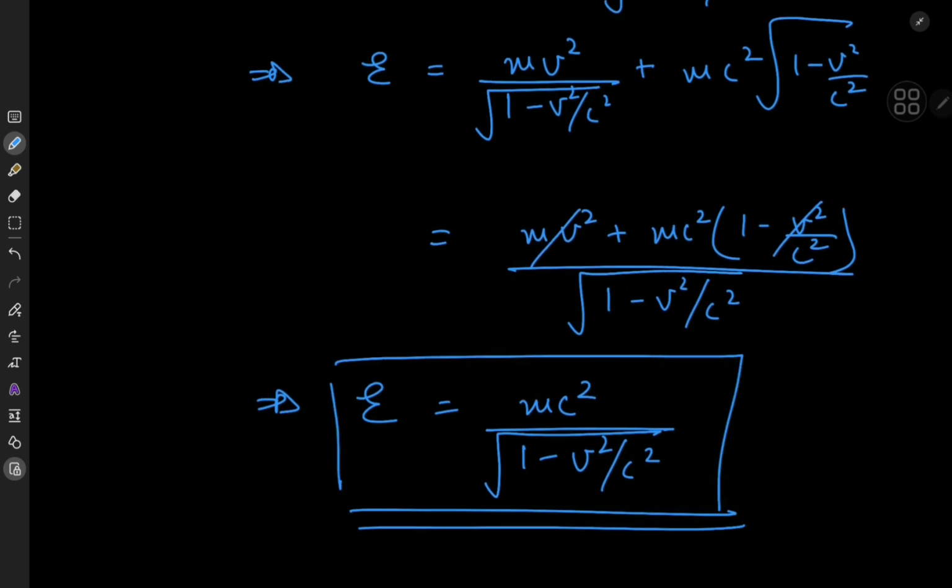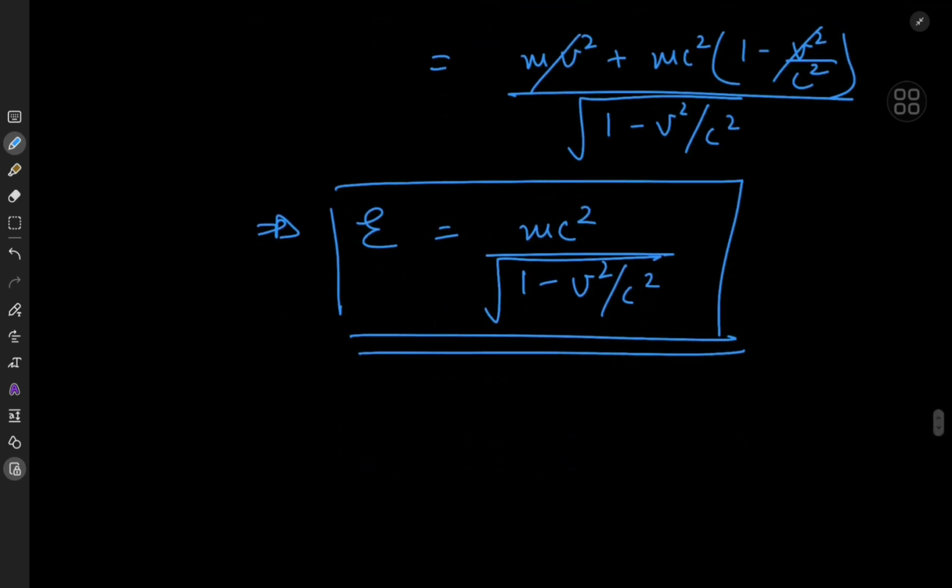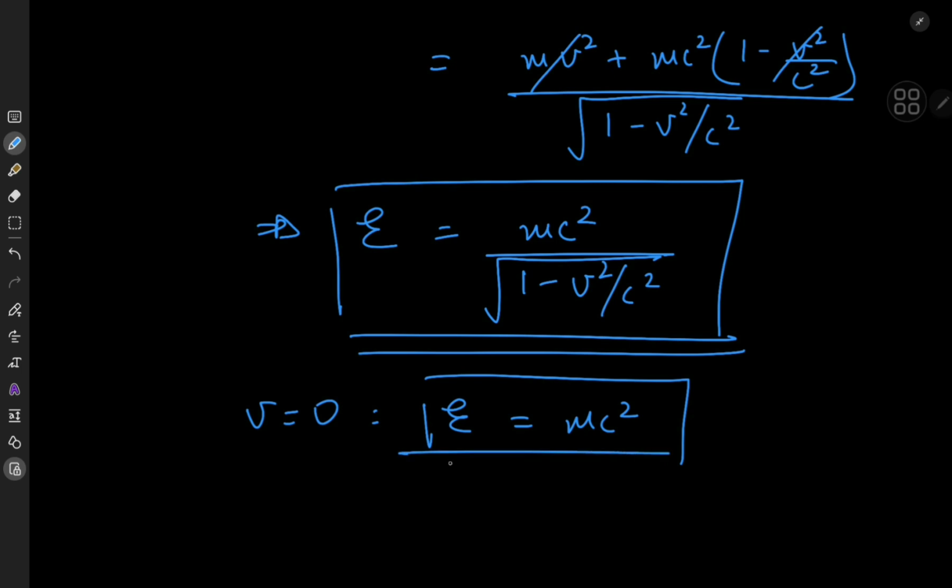which is exactly what we needed. But wait, is there any way to get rid of the relativistic factor and get what's called the rest energy of the particle? Well, that's easy. All you have to do is take the particle to be at rest. So v equal to zero means that we have E equals mc squared.